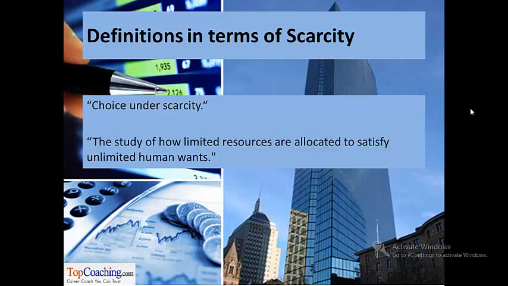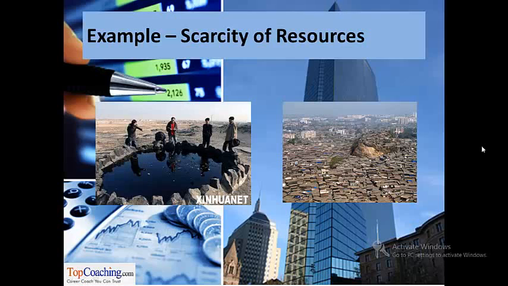Some economists also define economics in terms of scarcity. For them, the basic definition of economics is choice under scarcity. It is the study of how limited resources are allocated to satisfy unlimited human wants. Economists like to study how scarcity of resources and the differences in the distribution of these resources affect decisions.